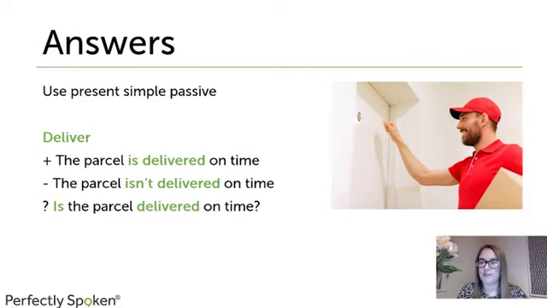Okay, so your positive sentence should be, the parcel is delivered on time. Negative, the parcel isn't delivered on time. And question, is the parcel delivered on time? So well done if you correctly managed to form those 3 sentences. That's the present simple passive.